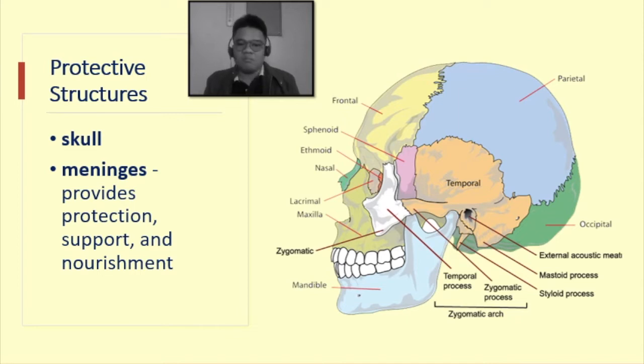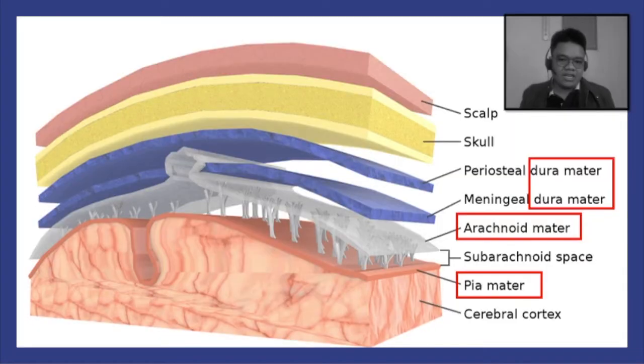Now, you also have the term meninges. I don't know if you've heard of meninges, but it's the one that is inflamed in meningitis. So, class, your meninges provide protection, support, and nourishment to your brain. Now, class, your meninges has 3 layers. The 3 layers of meninges are the dura mater, arachnoid mater, and pia mater.